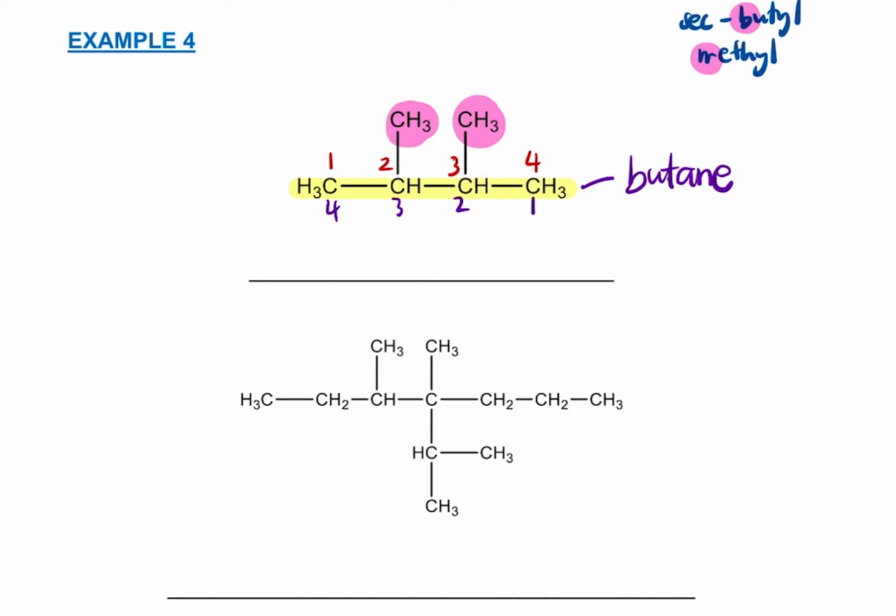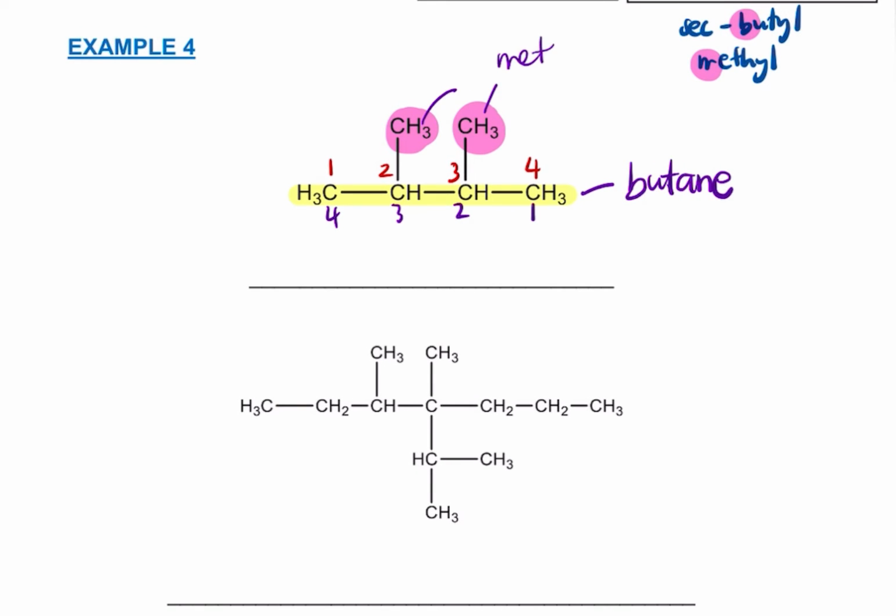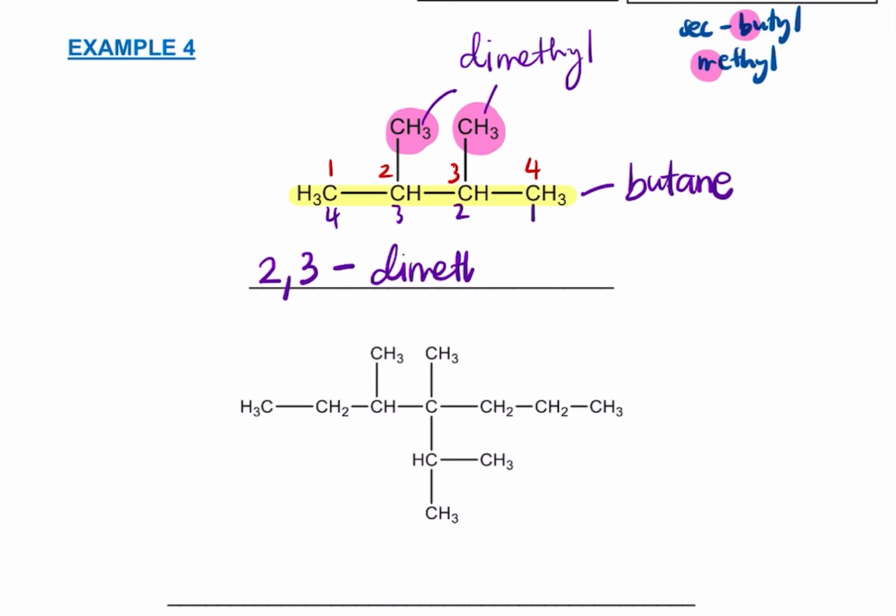So how do I want to give the name for this one? My substituent is what we call methyl. But due to the number of it, which is 2 of them, I'm going to put di in front of it to indicate 2 of them. So the full name will start from the position of carbon atoms for each substituent. I got 2,3-dimethylbutane. So this is the name for my structure.